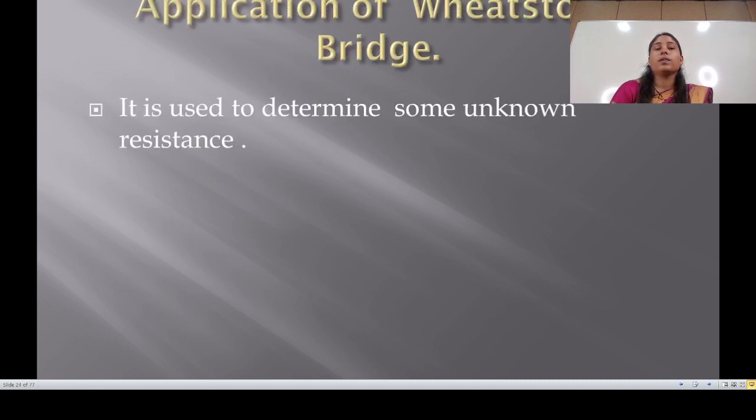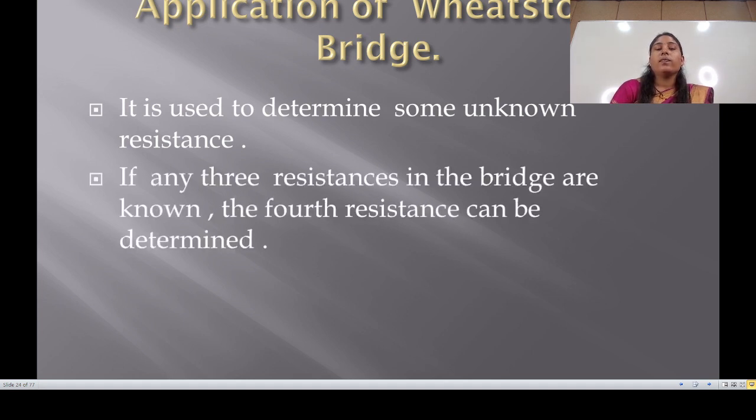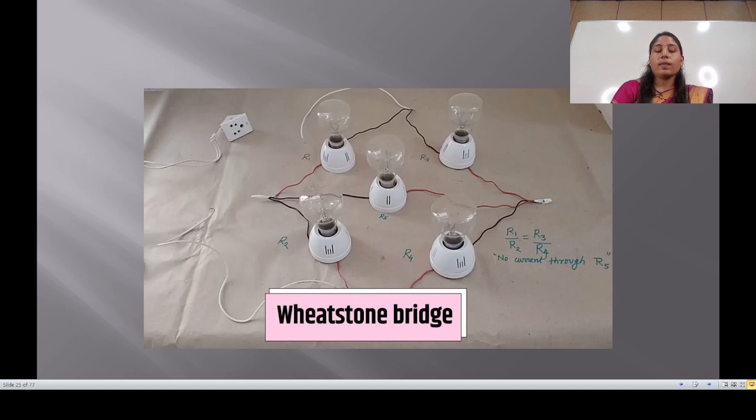Application of the Wheatstone bridge: it is used to determine an unknown resistance. If any three resistances in the bridge are known, the fourth resistance can be determined.